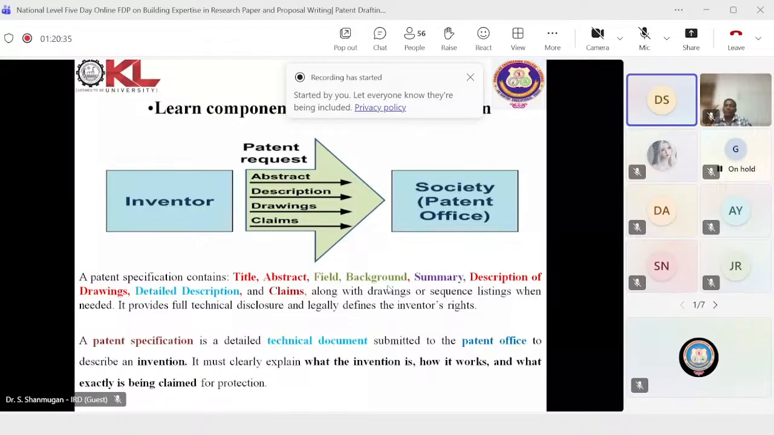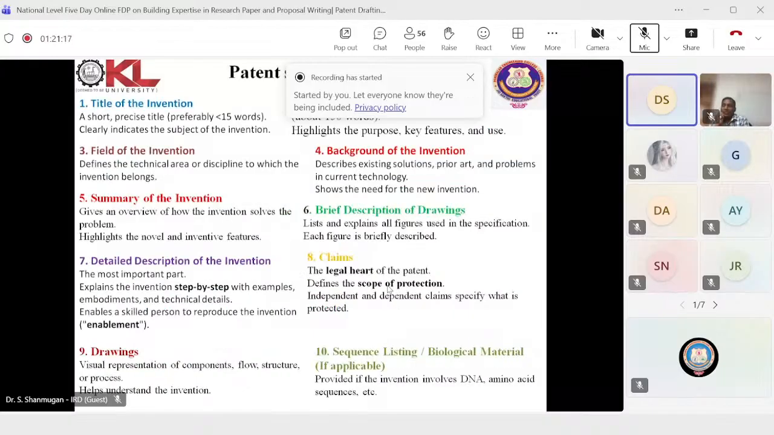Next point, come to the patent specification. You can use it here; 10 steps are available. Those 10 steps I already told you. So based on the title, how many words can you prepare? Minimum 15 words is preferable. Those values show a very good innovation based on your subject only.